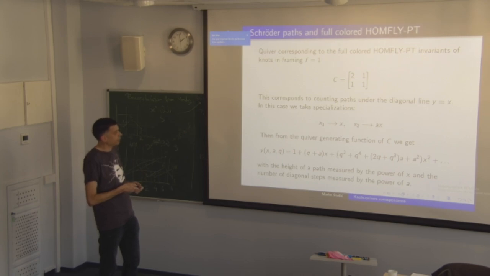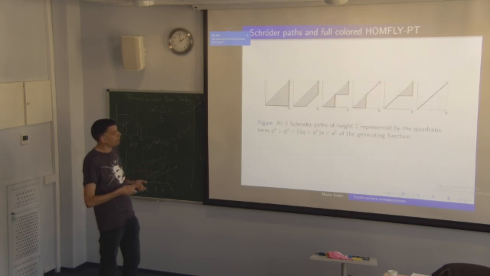This depends purely, again, on a quiver. You can get some series in X. You also have parameters A and Q. And it turns out that all these terms count something. For example, if you go from 0,0 to this point, it counts all Schroeder paths. So powers of A count the number of diagonal steps. For example, for A squared, there is one term with 2 diagonal steps. Then choose your favorite one, for example, this.